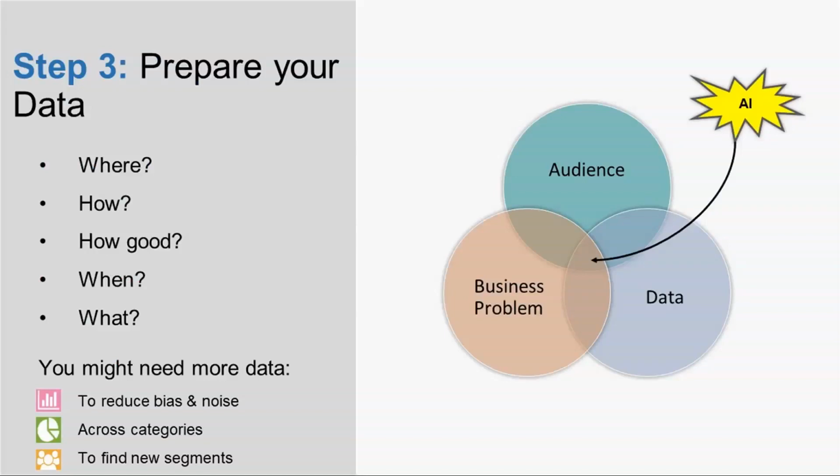Step 3, preparing your data. This is when it's very important to become detail-oriented. Deeply understand your data in terms of where it resides, how it was created, how good it is, who owns the data, and whether there is a process in place to collect the data in an ongoing manner that ensures high quality. Great AI lies at the intersection of your audience understanding, your defined and prioritized business problems, and high quality data. Remember, in order to reduce bias and noise in your data set, you might need to collect more data by reaching out to partners or public data sets.